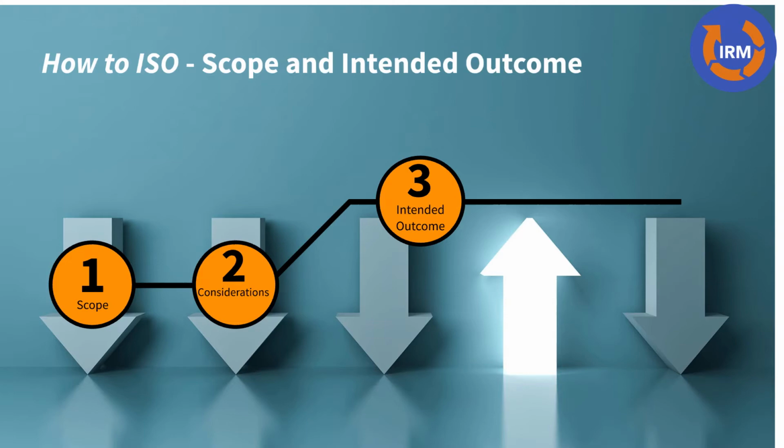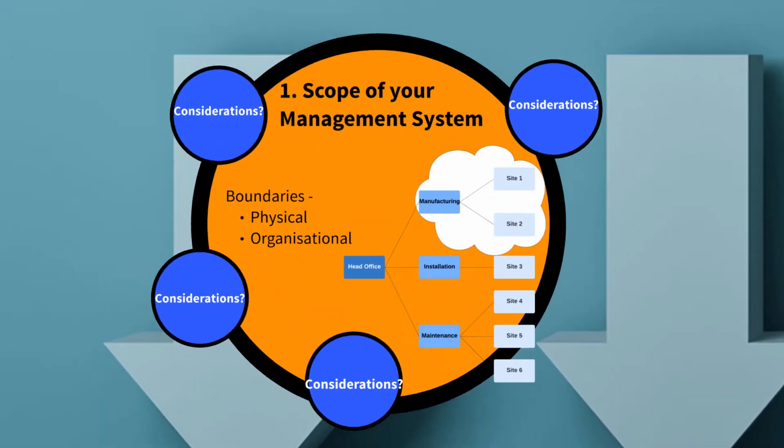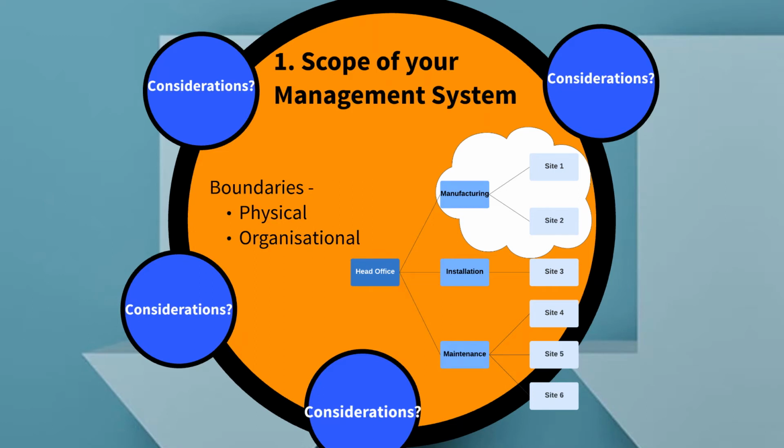We'll also look at the phrase that does come up in the different management system standards of what's meant by the intended outcome of your management system. We advocate to our customers that it's actually really important to think about that broadly early on. We'll talk about why shortly. So let's start with the scope of the management system.